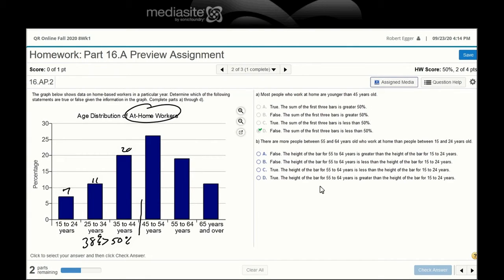There are more people between 55 and 64 who work at home than people between 15 and 24. Double check. 55 to 64 more than there are 15 to 24. And just looking at the graphs, you can see this guy is much taller. So, oh yeah. True, the height of the bar for 55 to 64 is greater than the height of the bar for 15 to 24.